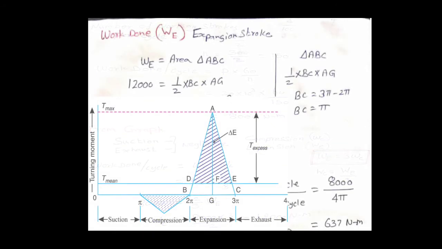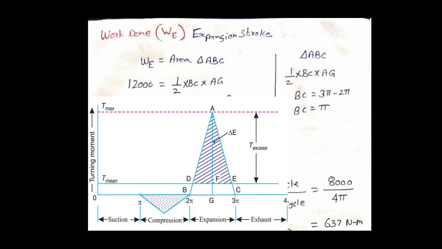The work done at the expansion stroke WE is equal to the area of triangle ABC. With respect to the triangle, we try to find the value of BC. How to calculate BC? BC is 3 pi minus 2 pi. Pi is common, so 3 minus 2 pi, and overall the BC value is equal to pi. The base of the triangle BC is equal to pi.